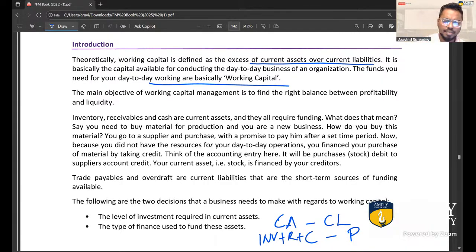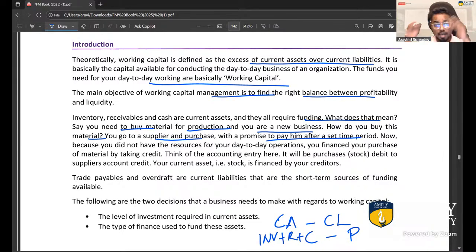Now, the main objective of working capital management is to find the right balance between profitability and liquidity. That is very important. Inventory, receivables, and cash are current assets and they all require funding. What does that mean? See, you need to buy material for production and you are a new business. How do you pay for this material? You go to a supplier, purchase with a promise to pay him or her after a set time period.